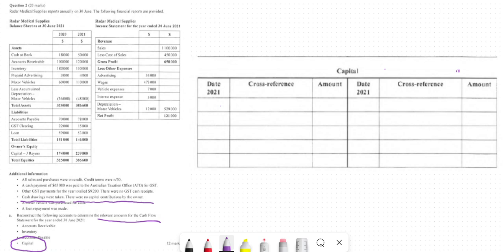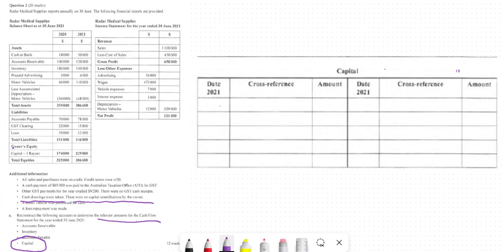So therefore, the whole point of reconstructing the capital is to work out the mystery figure, which is our cash drawings. There's 5 things that can go in the capital account: opening and closing balance, capital injections, we don't have any here, drawings, and also profit. Okay, so let's start with our opening balance.